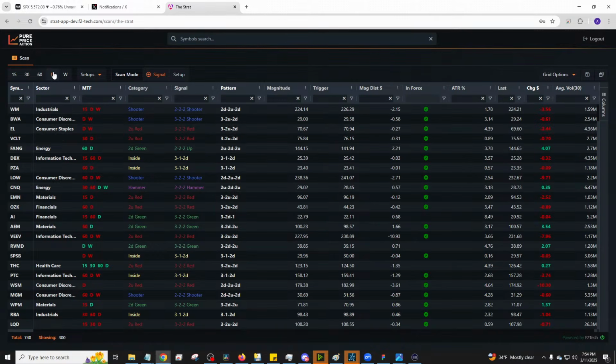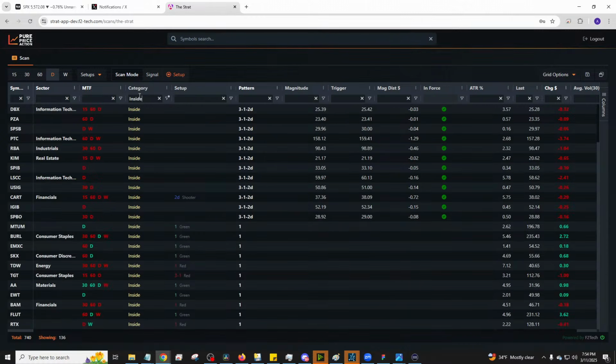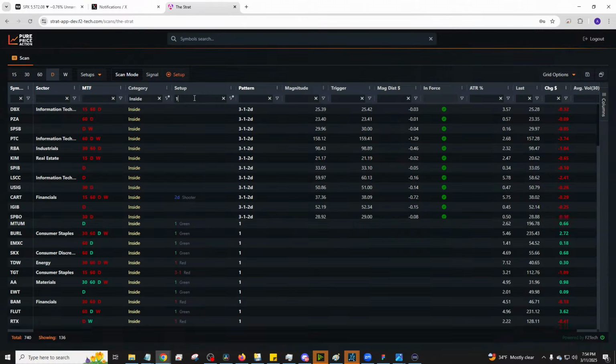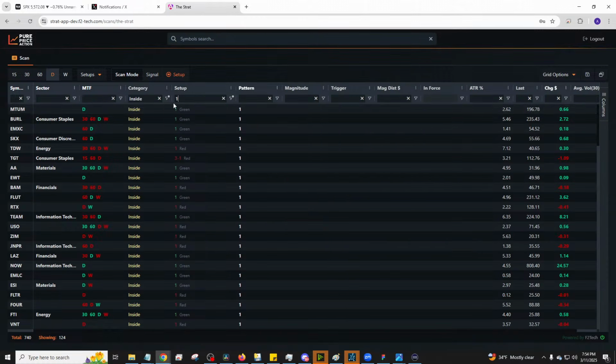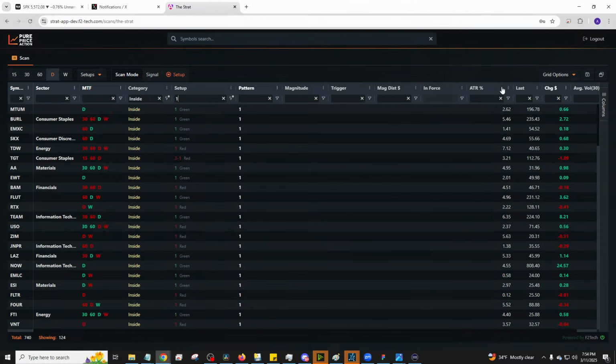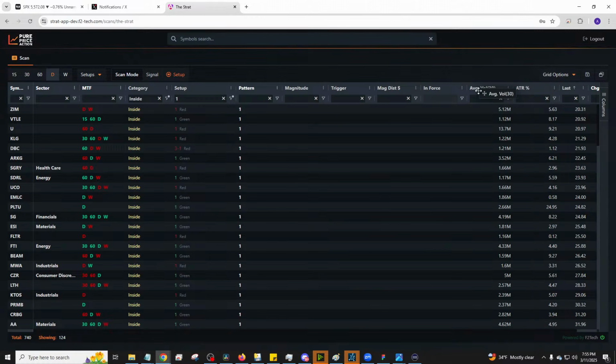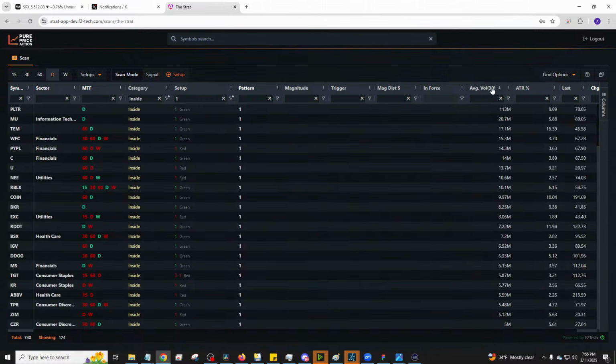So you can see like tonight, what I'd want to do is scan for setups. And I want to scan for, well, it's Tuesday night, so we can scan for inside bars. And I can look for any inside bars. So all the inside bars, here's all my setups. And I can filter them for the highest ATRs, filter them for the highest price, whatever I want to do. We can also do this by average volume, get the more liquid names.